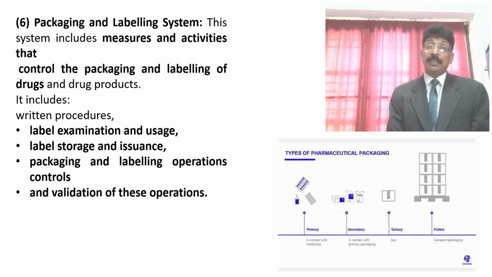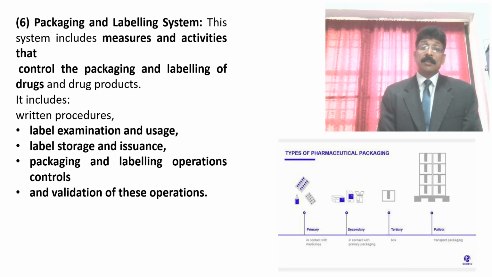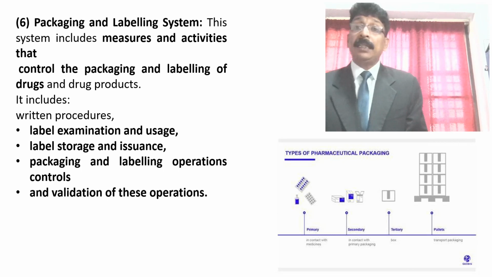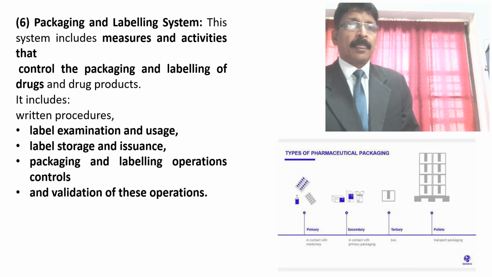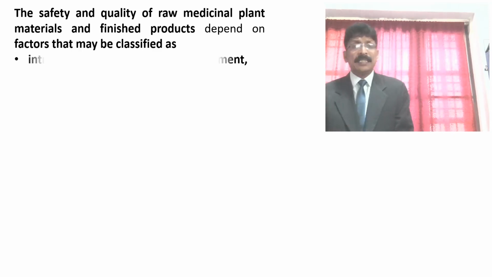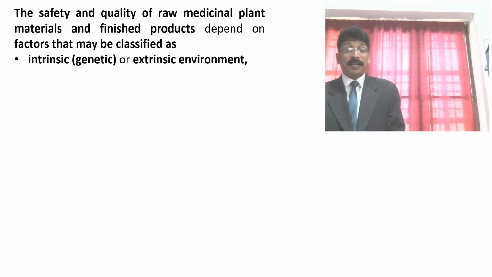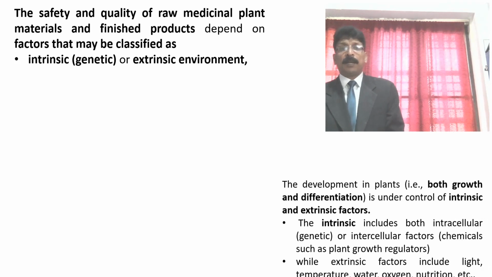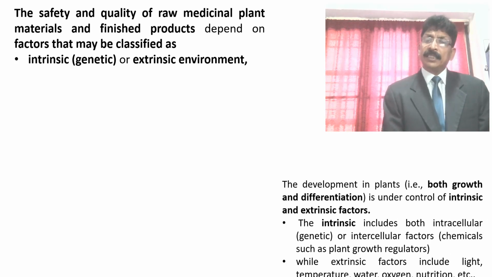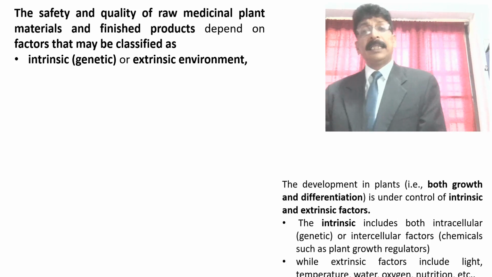So everything comes in the packing and labeling system of quality assurance, which will maintain the product stability, safety and efficacy, and validating of this process. So the safety and quality of the raw material, plant material or finished product depends on factors that are classified as intrinsic, that is genetic, and extrinsic, environmental. This is about the medicinal plant. So the development of plants, both growth and differentiation, is under the control of intrinsic and extrinsic factors.